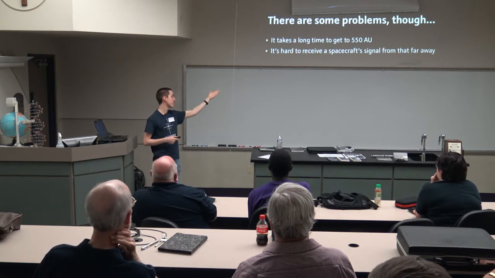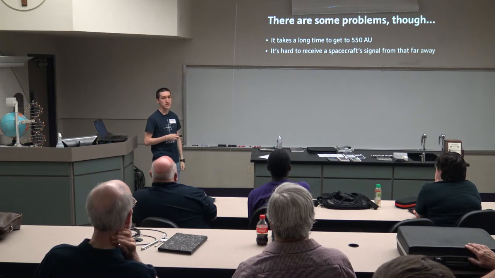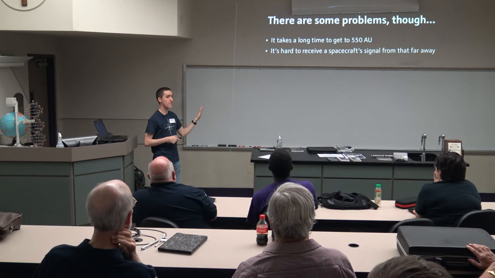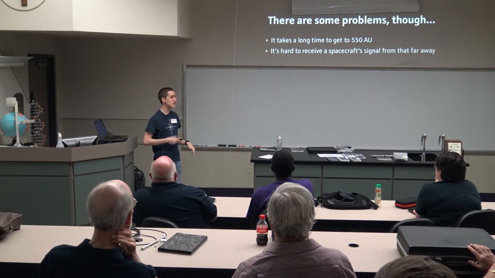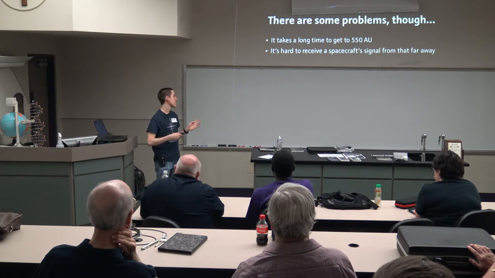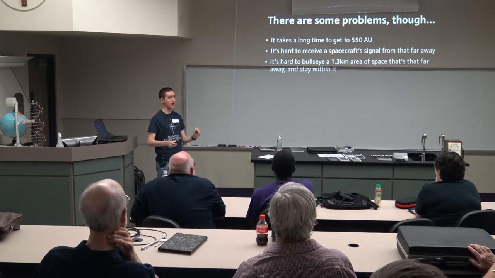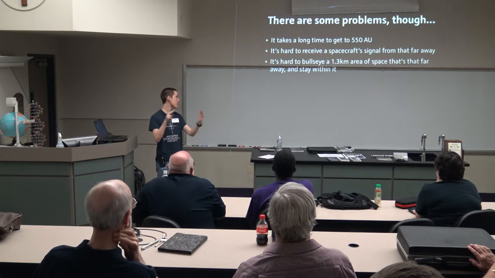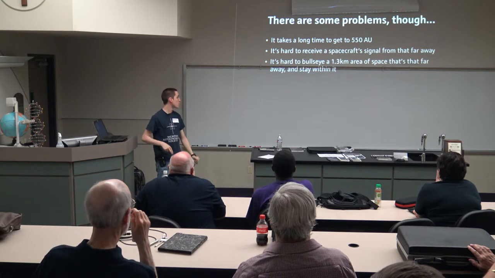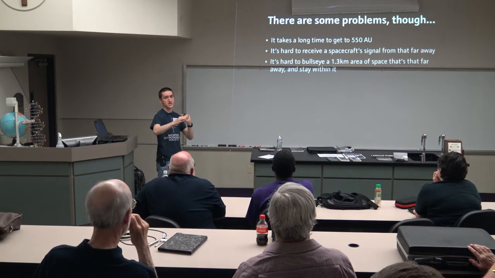And that's less than a fifth of the way to the focus point. So it would be pretty hard to receive a signal from that far away. We'll possibly have to either build a bigger dish or find some other way of solving this problem. Another thing is, it's very difficult to bullseye an area that small, 1.3 kilometers, when it's that far away, and also to stay within it.